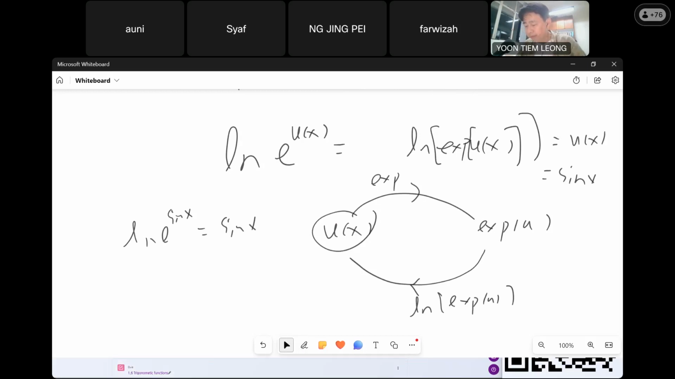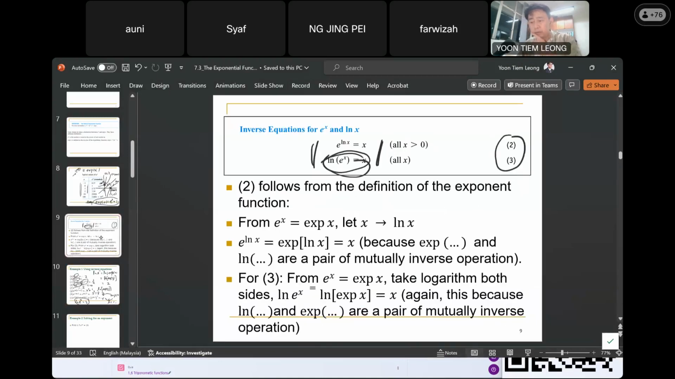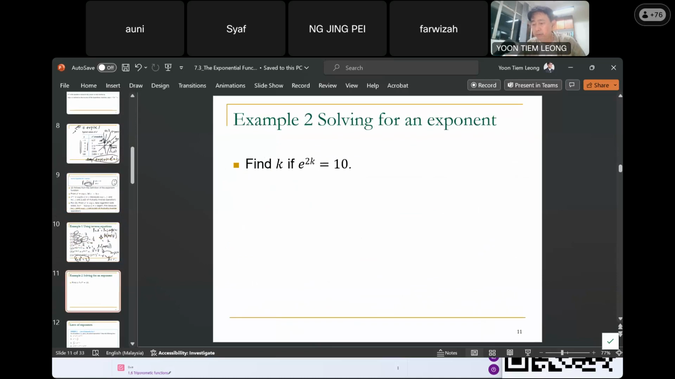There are also a few examples displayed in the slide here. You can try to figure it out yourself. Here, this is just 2. Then I think here is just x squared plus 1. And then this is just equal to 2 power 3, which is equal to 8. Then you figure out this for yourself by using the inverse equations for exponential x and ln x. So let me proceed to the next part.